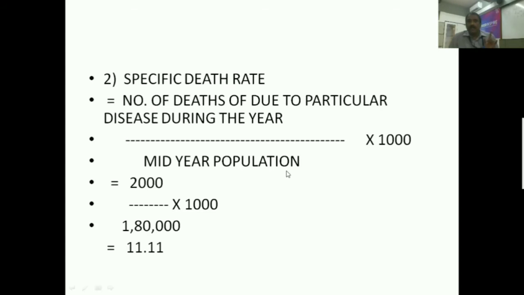Here the denominator for specific death rate is median population. This is an important MCQ also: how to take the median population. Whatever the population is on July 1st every year can be considered as the median population. Understood? Generally the population is constant on July 1st, and that is considered as median population. In this way, we find out the specific death rate.